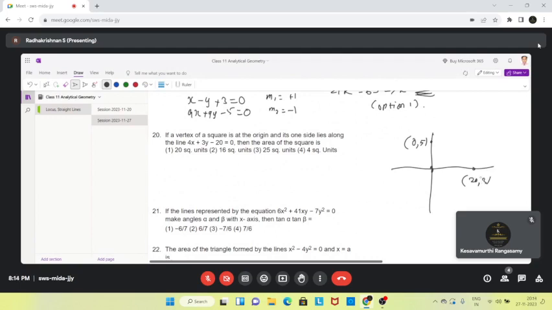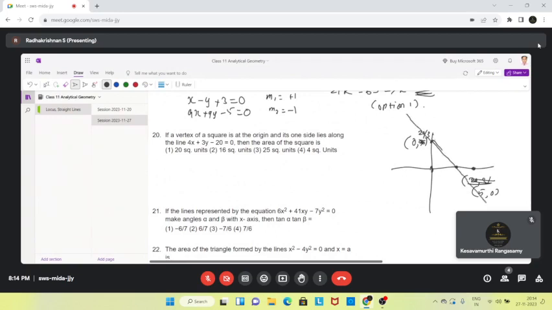When x equal to 0, y equal to 20 by 3. When y equal to 0, x equal to 5. So this is actually bigger than this. So 20 by 3 is somewhat bigger than 5. So the line is something like this.